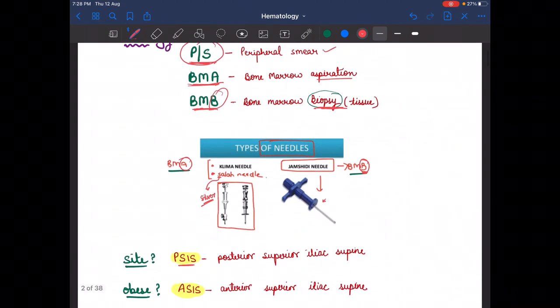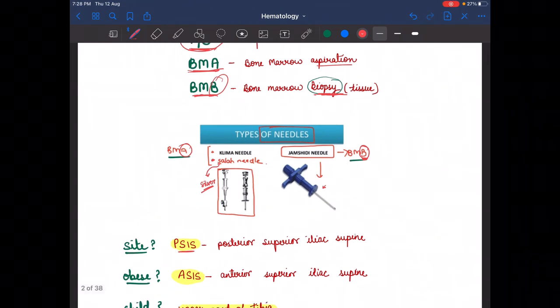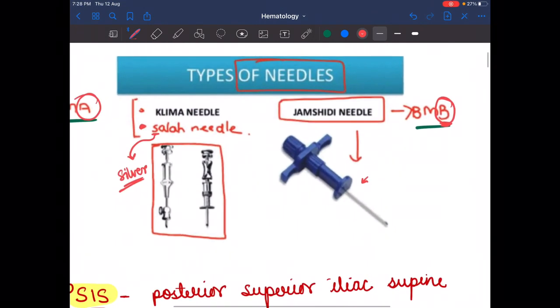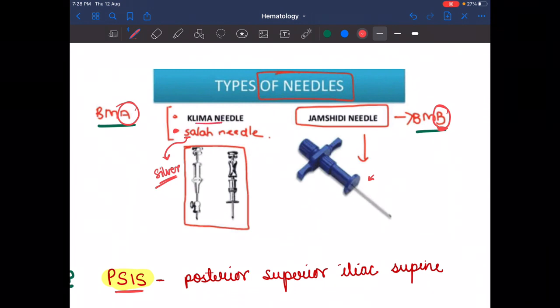Now the types of needle which is used for doing this peripheral smear, bone marrow aspiration and bone marrow biopsy. These were the types of the needles: Klima needle or Salah needle. S for Salah, S for silver. So this is a silver needle which is used for bone marrow aspiration. And for the bone marrow biopsy, B stands for biopsy, so bone marrow biopsy is done by Jamshidi needle.